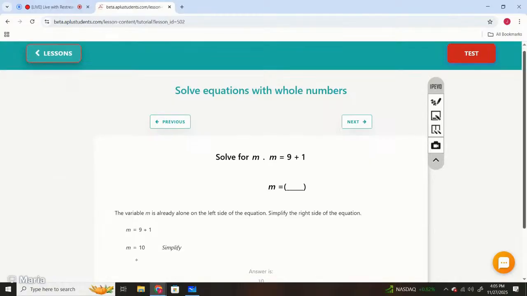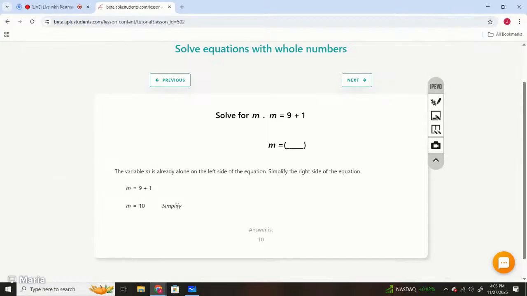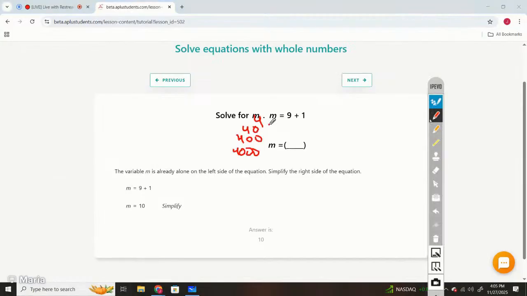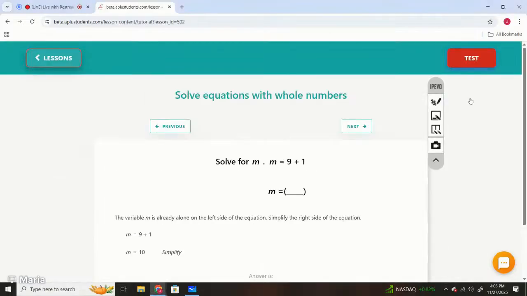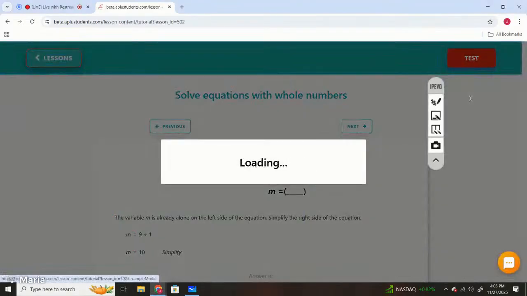Solve for m. M is equal to 9 plus 1. So 9 plus 1 is 10. So m equals 10. Let's just start with the test questions.